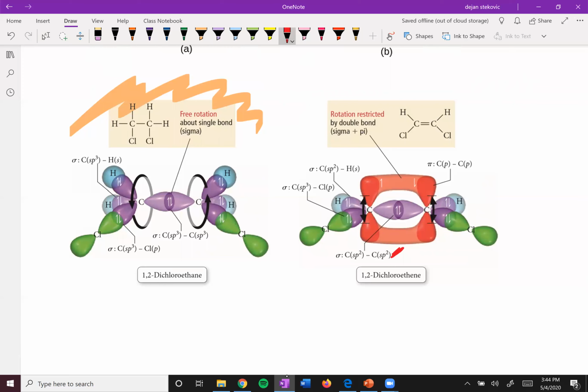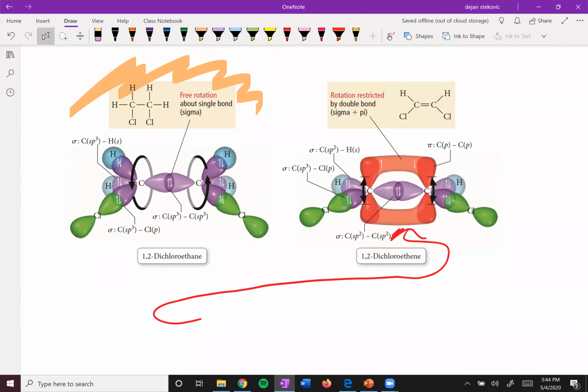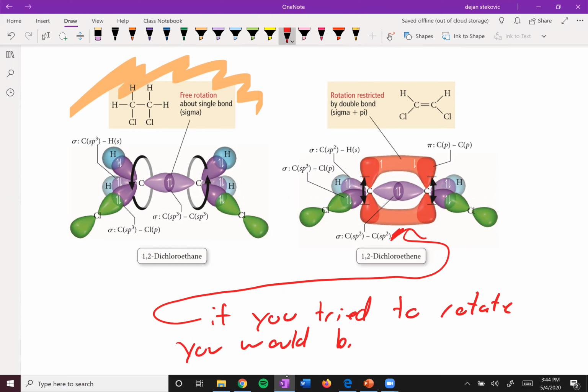Whereas this bond right here, this pi bond, if you tried to rotate it, you'd have to break that indirect overlap and thus break the bond. And so it cannot rotate. If you tried to rotate, you would break the bond, which is kind of like a no.